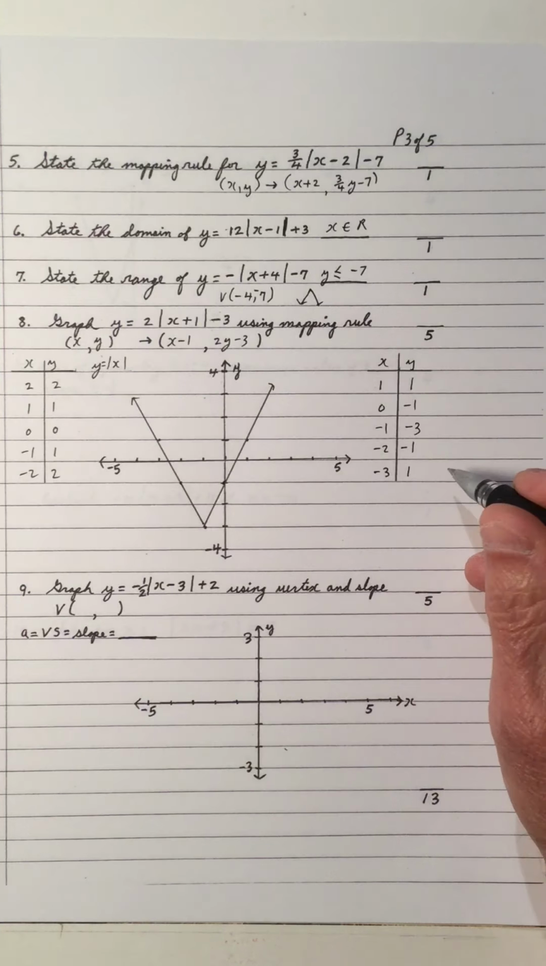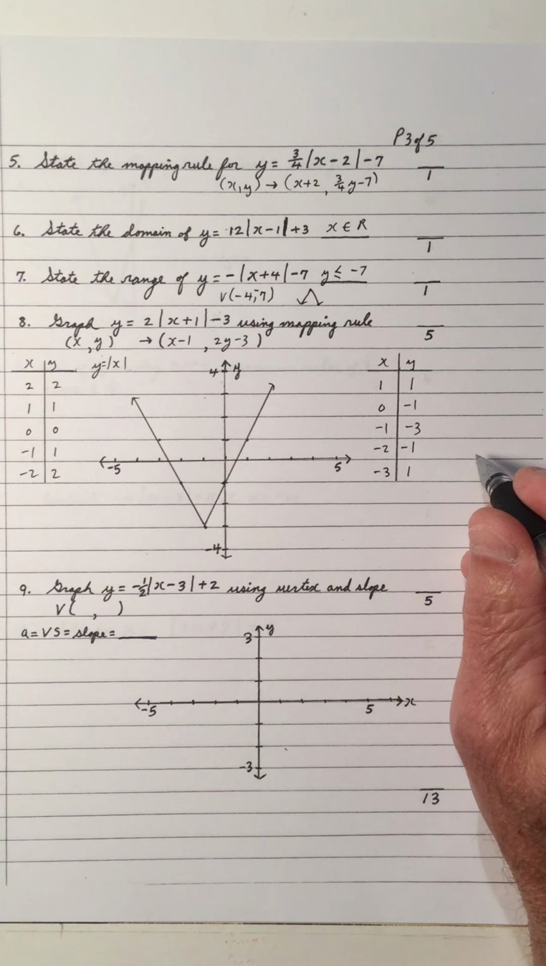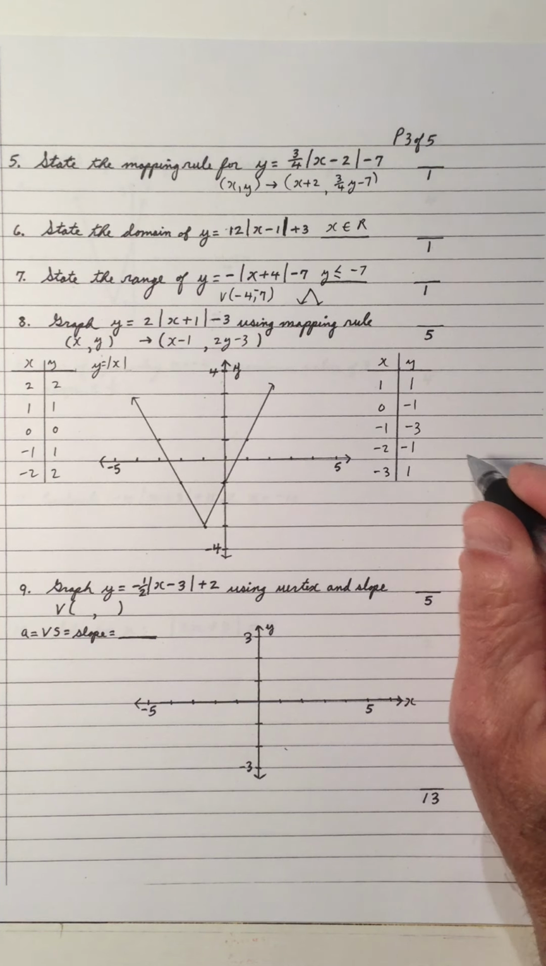So everything holds true. So 5 marks. For 5 marks, if you wrote the mapping rule, I'm going to give 2. If you did this table of values, you get 1. If you did this table of values, you get 1. And if you did the graph, you get 1. And you got 5 marks altogether.